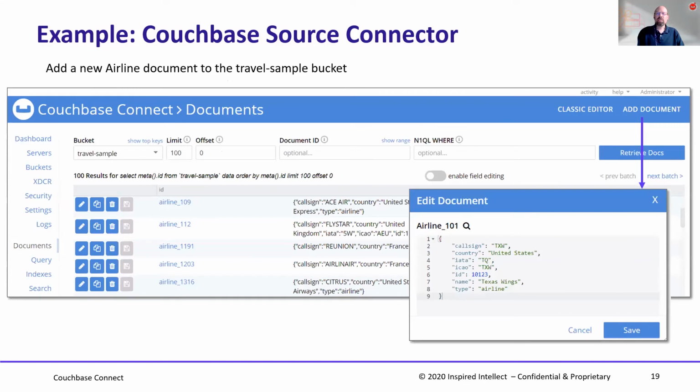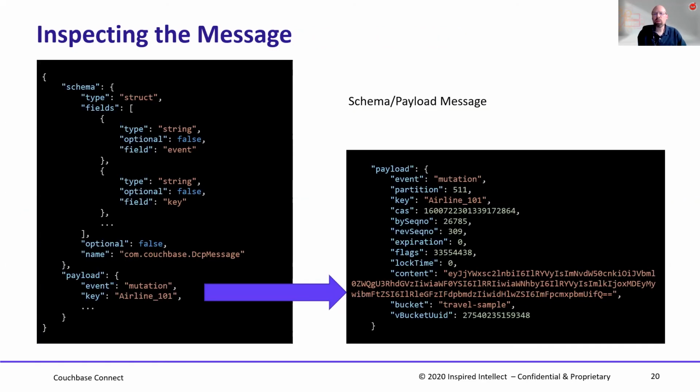All right, so to test this out, we use our good old travel sample bucket, and we add a new airline document. And here we're just doing this from the console. We're adding a document and typing in the JSON for our airline 101, Texas Wings Airline. Shortly after I click save, we will see a message sent to the Kafka topic that we had configured earlier.